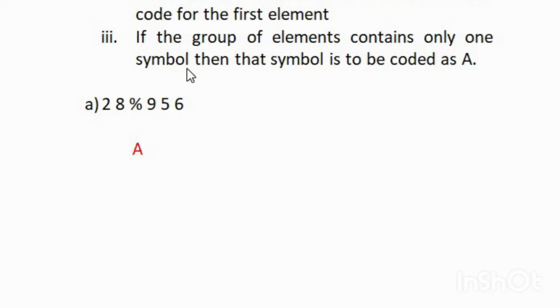And here both the first and the last units are numbers, and when you look through the conditions it is found that the third condition is possible, because the group of elements contains only one symbol, and that is percent, so that symbol is to be coded as A. So percent can be coded as A like this. Now the rest of the elements will be the same as per the given table.